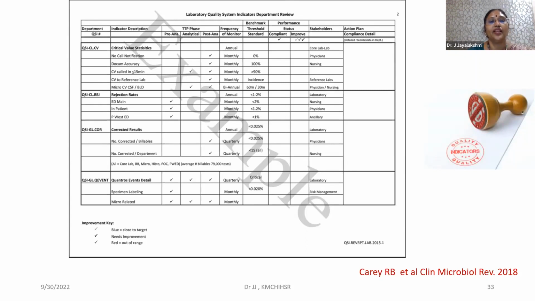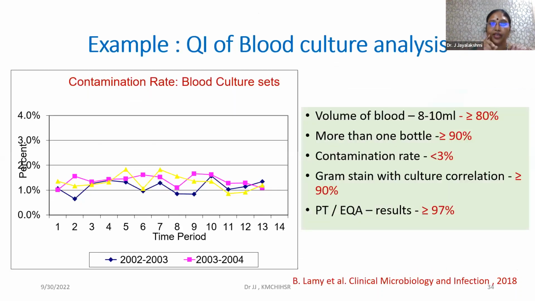Then there are also the event details, like specimen labeling. You capture this, and you also put the improvement status, whether it is close to the target. You give a blue line; needs improvement gets a different color; then red for out of range. So you also know whether you're doing well. This is a good dashboard that you can have to capture this. This is again an example given in the same manual. This is just another example that I put together, combining all of them.